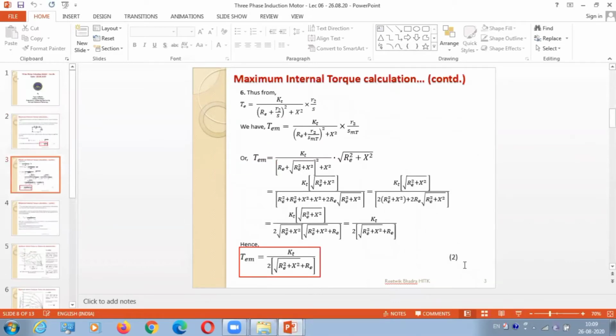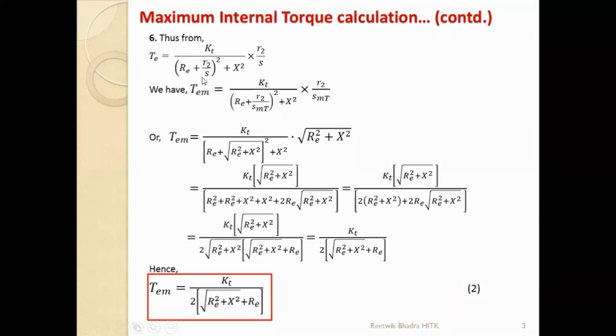So those equations we'll use now also. Our torque equation is T = Kt by root over (Re + R2 by S) whole square plus X square, into R2 by S. Now what will be the maximum value of this torque? If this has to be maximum, T has to be maximum.